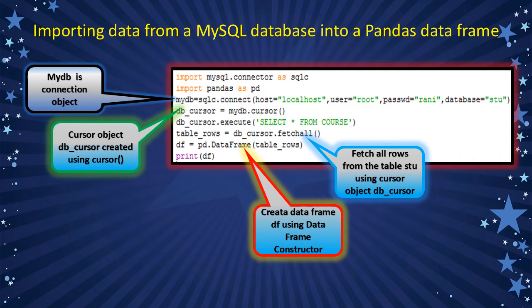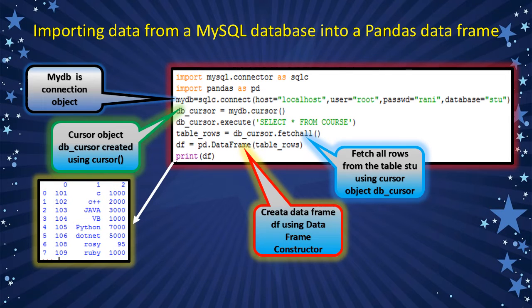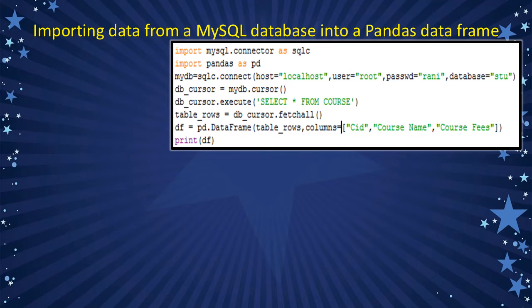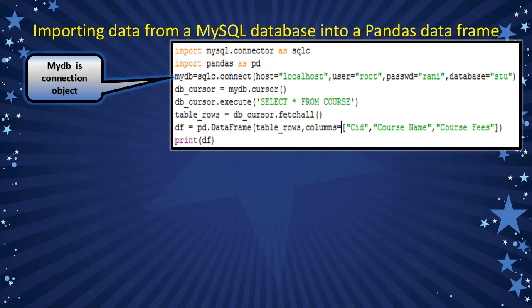Next, it will be passed to the data frame constructor. Then it will be assigned to the data frame object df. Now if you print it, we can get the result like this. Okay, the 101 to 109 rows have values displayed. See, the default column labels come. So if you want to give column titles, you can use the columns parameter in the data frame constructor.